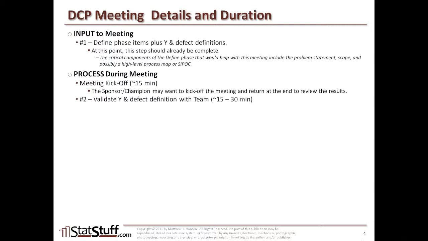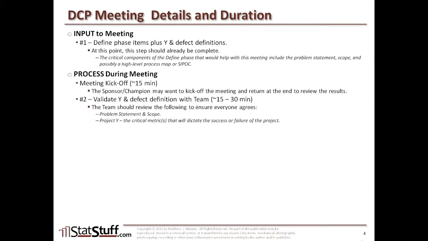Then as far as that official step, the first step you're going to follow within the meeting itself, you want to validate the why and the defect definition with your team. This might only take about 15 to 30 minutes. So the team should review the following few things to ensure that everyone agrees.